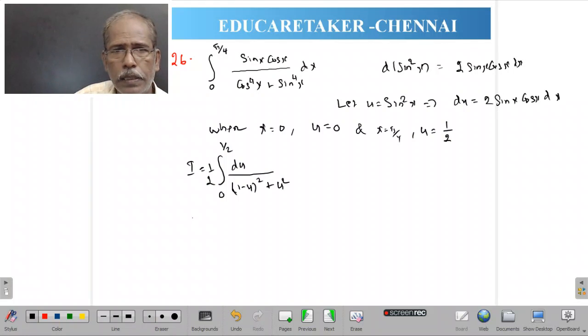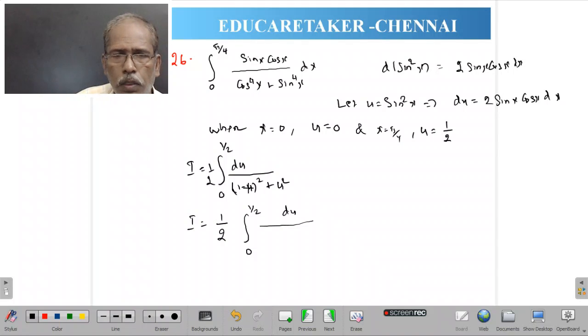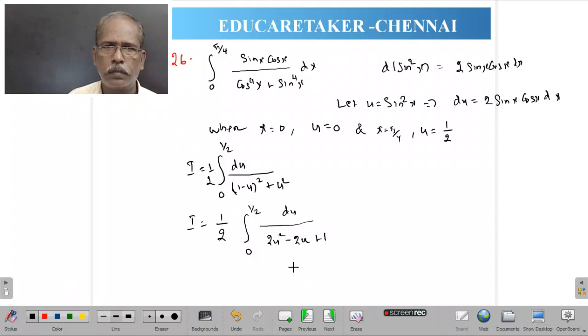Okay, and this implies I will be equal to 1 by 2 integral, lower limit is 0, upper limit 1 by 2, du, u square plus u square, 2u square, minus 2u and plus 1. Yes, u is nothing but sin square x. This is u square, 1 minus u sin square x, 1 minus u cos square x the whole square. So on expansion, 1 minus 2u plus u square plus 1 more u square, 2u square minus 2u plus 1.